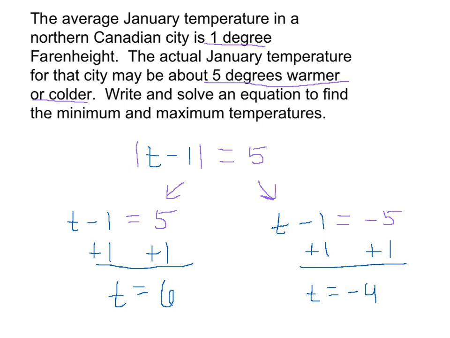So one good way to figure it out is to read the problem, understand what's going on here, know that the average temperature is 1 degree, 5 degrees warmer than that is going to be 6, and 5 degrees cooler than that is going to be negative 4. Knowing that and knowing how to figure that out without setting up an equation will help you set up the equation correctly.